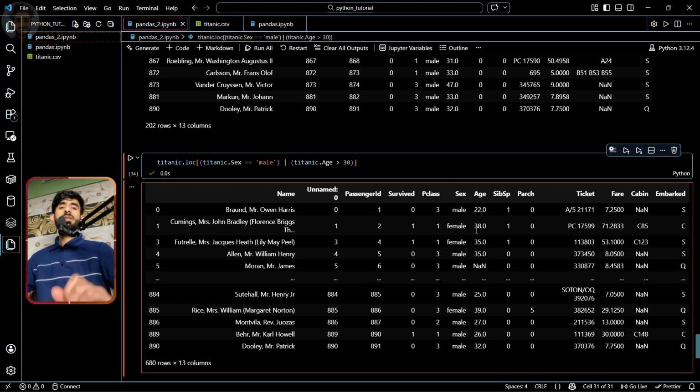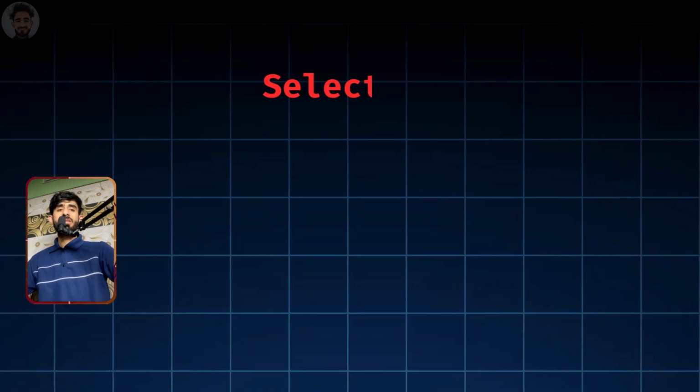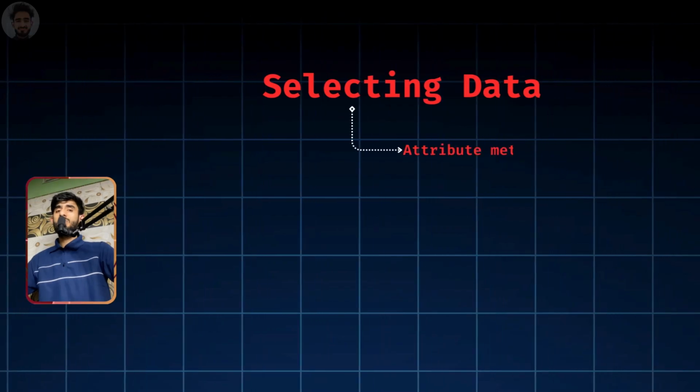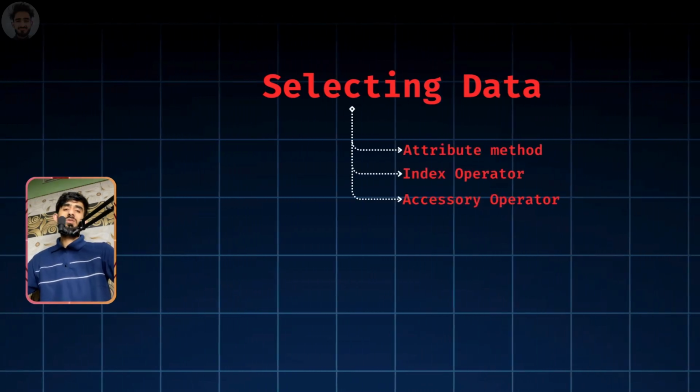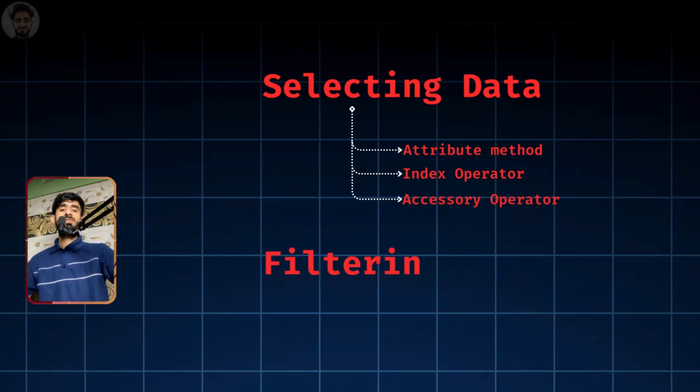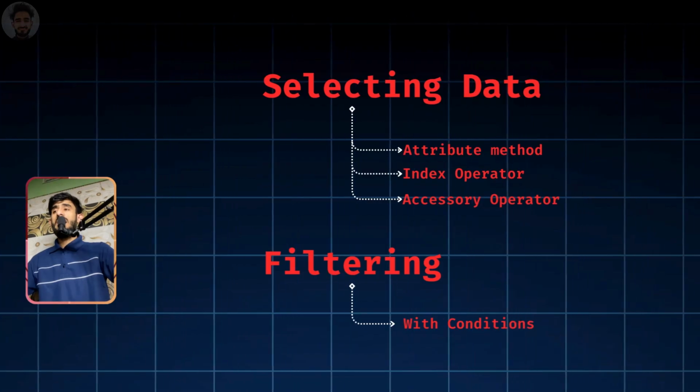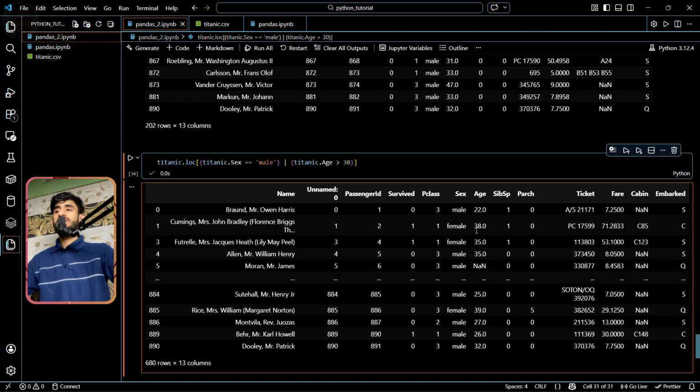So in summary, we learned three ways of selecting the data in a data frame: the attribute method, the index operator, and the access operators, which are loc and iloc. Then we learned manipulating indexes with the set_index method, and finally used conditions to filter the data. That was all about today's lesson.